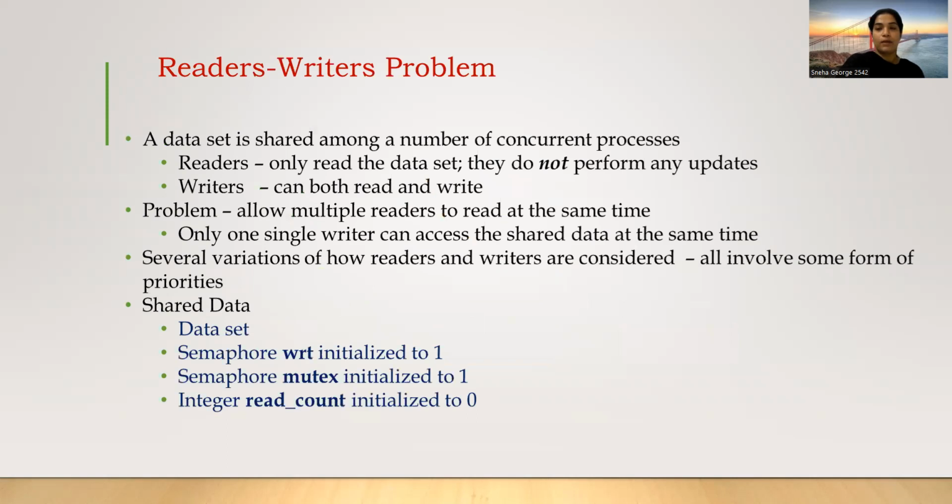Now there is another problem. We've seen the three classical problems. First was the producer and the consumer problem. Second is the reader-writer problem. In the reader-writer problem, a data set is shared among a number of concurrent processes. Readers only read the data set and do not perform any updates. Writers can write as well as read. Readers can only read, they cannot do any modifications or updates in the data set.